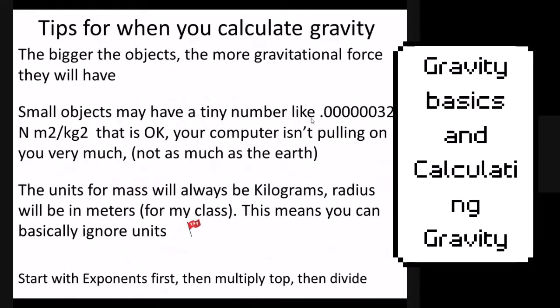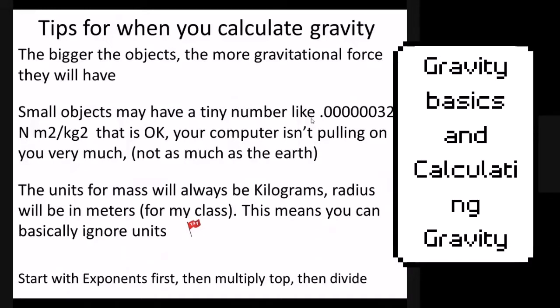If you're looking at big objects like planets or stars, they will have a big gravitational force. You might even see it written as scientific notation. If you have a small object, like the gravitational force between two guinea pigs or between your computer and you, you might see a very small number, something like maybe 3.27 times 10 to the negative 16th power. And it makes sense. Small objects don't exert that much gravity. It's not like you're being pulled toward your computer screen right now.